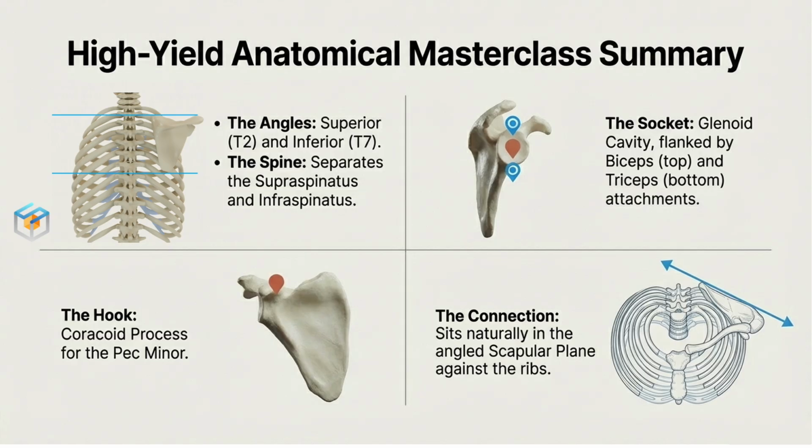Summary and review. The angles: superior, T2, and inferior, T7. The spine separates the supraspinatus and infraspinatus. The socket, glenoid cavity, flanked by the biceps, top, and triceps, bottom, attachments. The hook, coracoid process, for the pec minor.